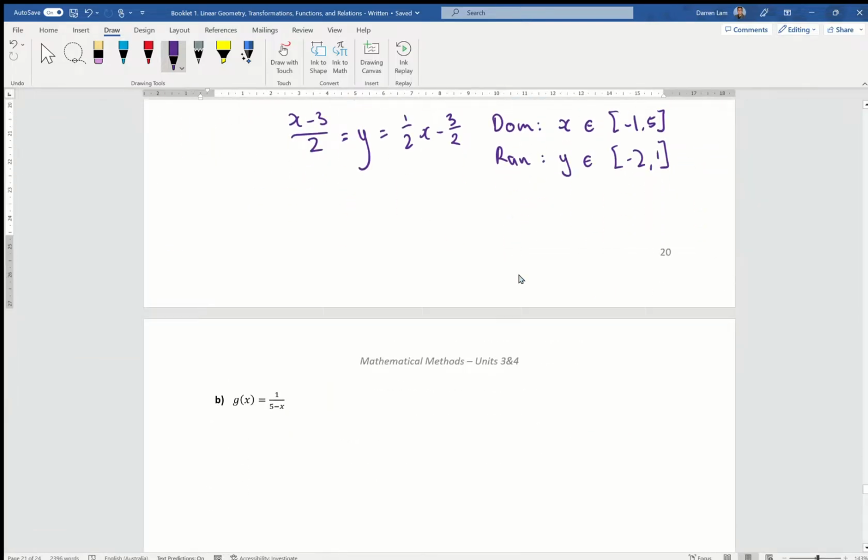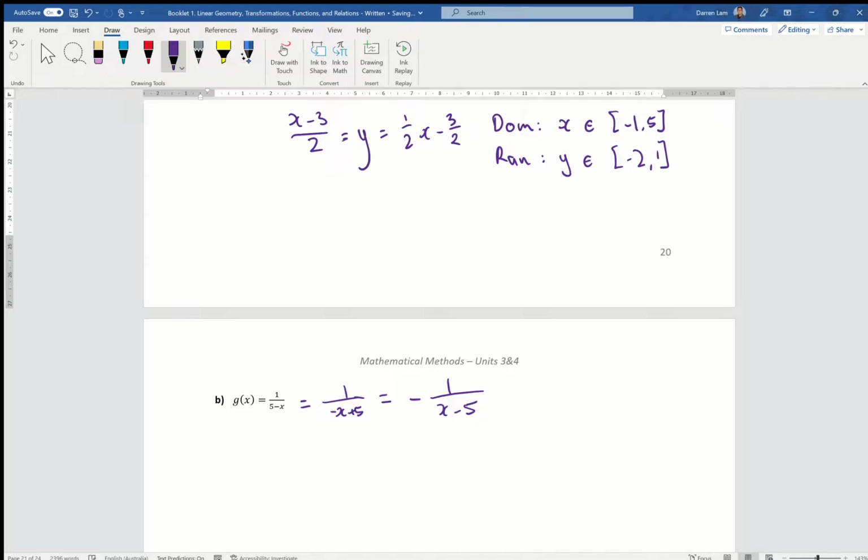g of x is 1 over 5 minus x. I'm going to rearrange that. Equals 1 over -x plus 5. Okay. What does that look like? Let's make our life even easier. Let's take out the negative, and we end up with -1 over x minus 5. Does that look a little bit more familiar?